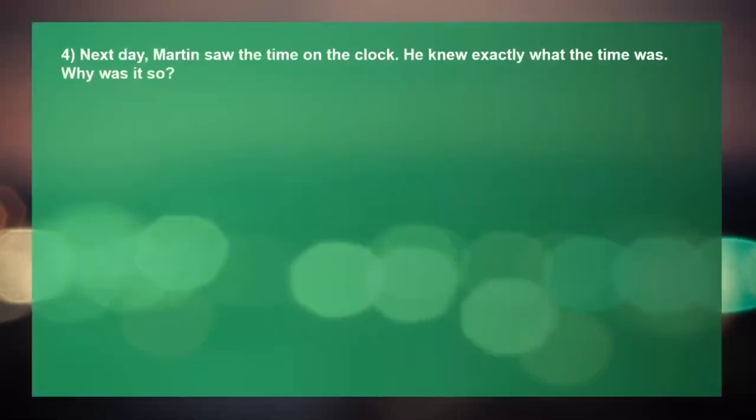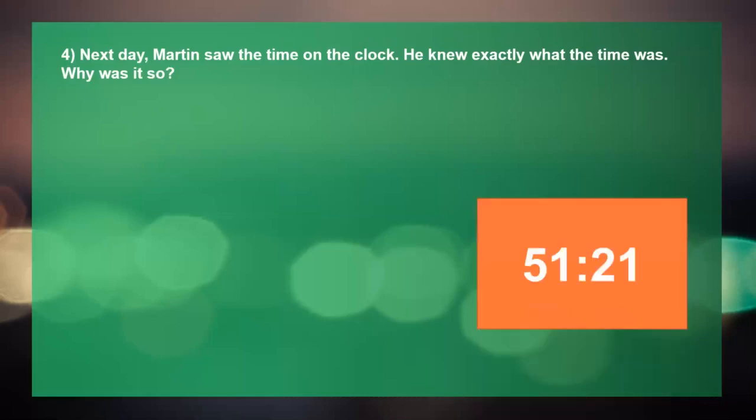Okay, the fourth one is, the next day Martin saw the time on the clock. He knew exactly what the time was. Why was it so? Okay, let's see the time first. So this is the time, 51:21. So this is the time Martin saw on the clock. He knew exactly what the time was. Why? Do you have any idea why? With a single look, he knew the exact time, what the time was now.